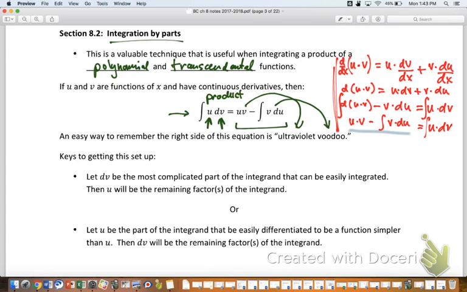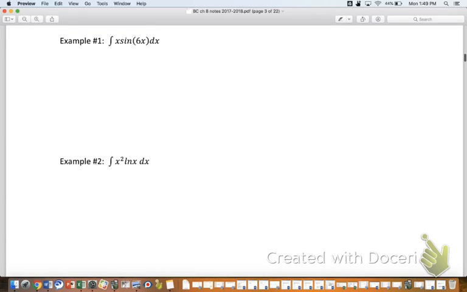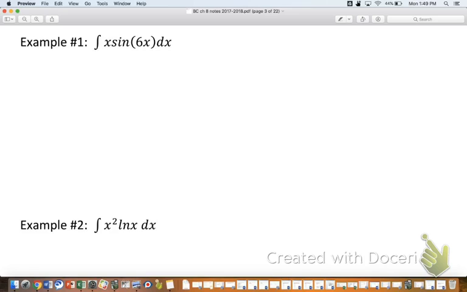Okay, so let's take a look. Number one says antiderivative of x times sine of 6x dx. So what we would propose here is that this is the integral or antiderivative of u times dv. It could go one of two ways. The x could be the u, or it could be the dv. The sine of 6x could be the dv or the u, and it could go either way.